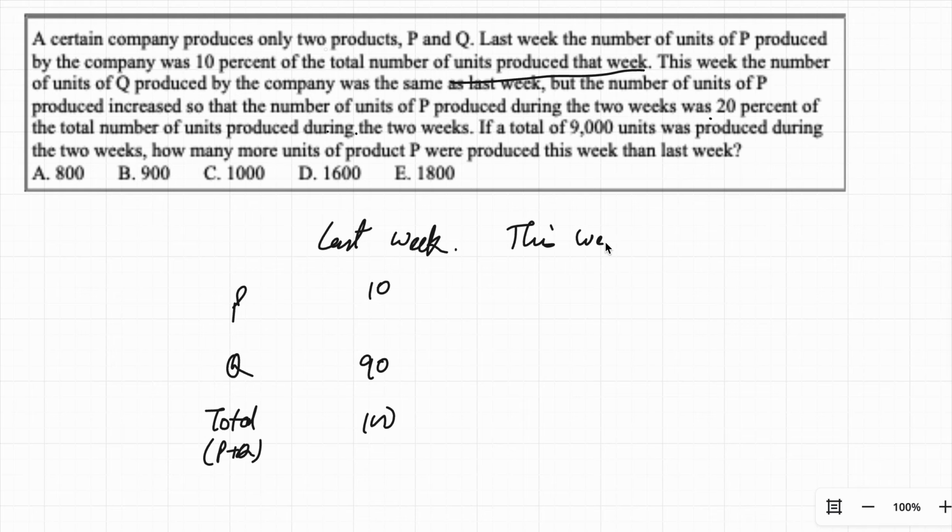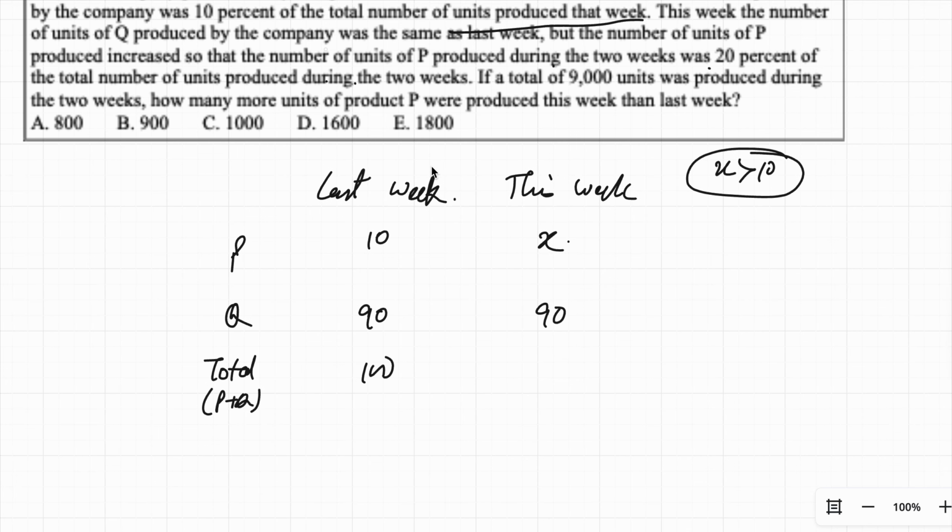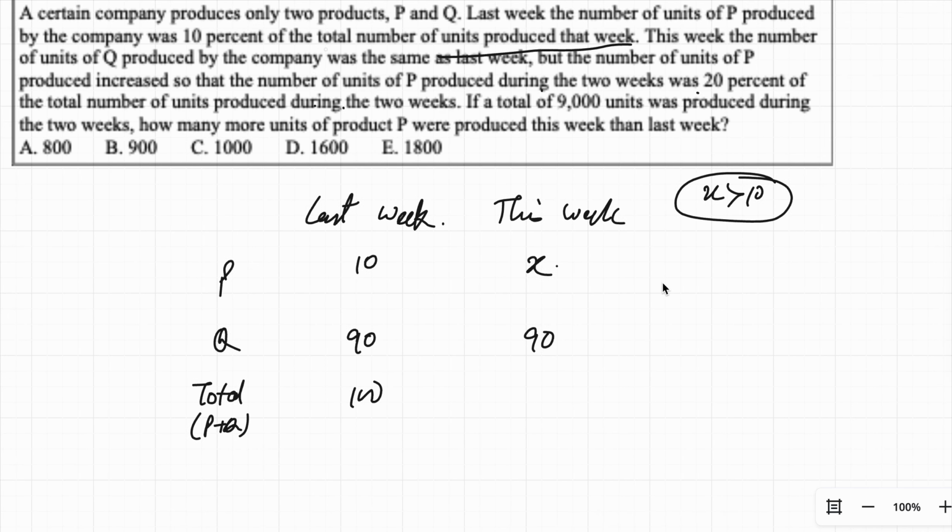Now this week, the number of units of Q produced by the company was the same as last week. So again 90. But the number of units of P produced increased, so that the number of units of P produced during the last 2 weeks, let's assume the total units of P produced was X, where X is greater than 10, because this week the number of units of P increased, and that was 20% of the total number of units produced during 2 weeks, which means that 10 plus X, the total number of units of P, should be equal to 20% of 100 plus 90 plus X.